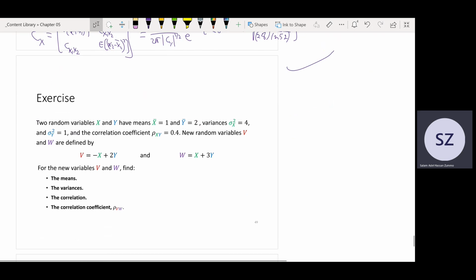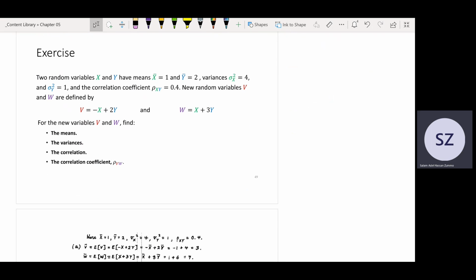Okay. Now another example, two random variables, not necessarily Gaussian, any two random variables, x and y, where I give you the mean of x and y, I give you the variances again, and I gave you the correlation coefficients. Now we have two new random variables, v and w. V is defined as this, and w is defined as this. Okay? Now the question is, for v and w, find the means, the variances, and the correlation. Start with the mean, please.